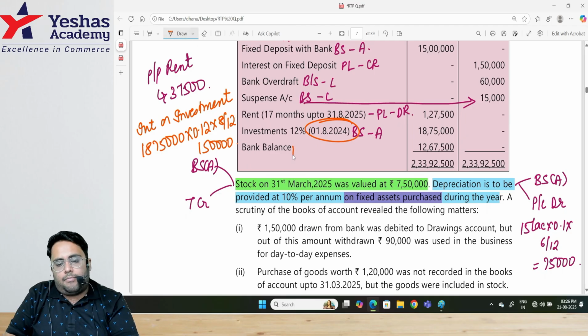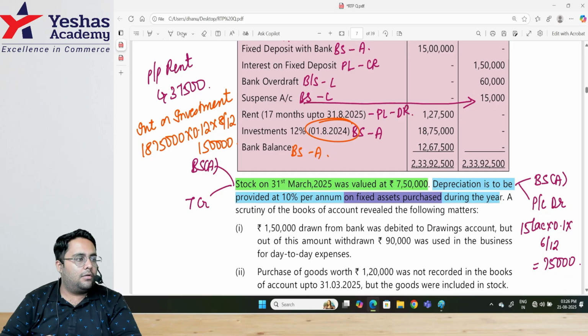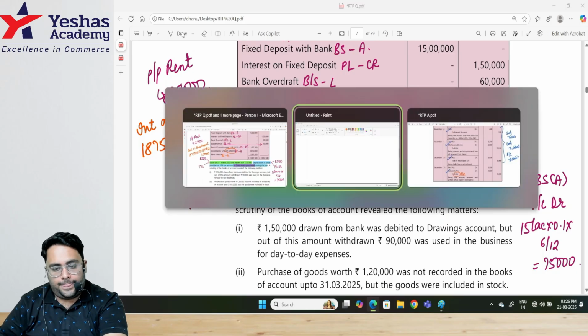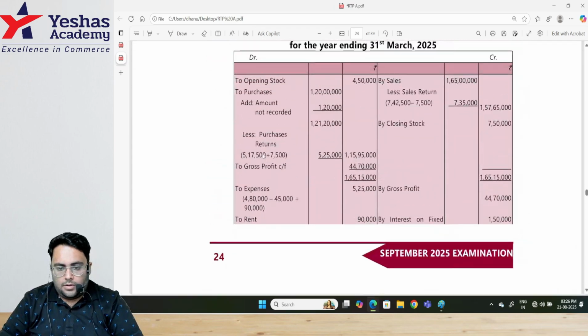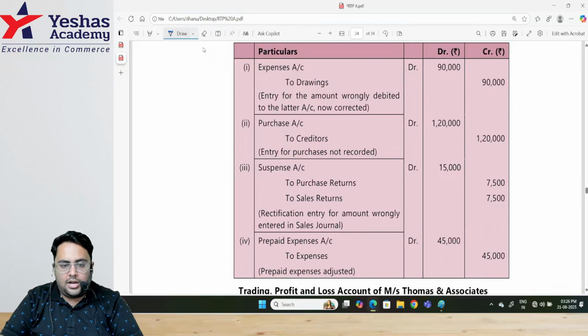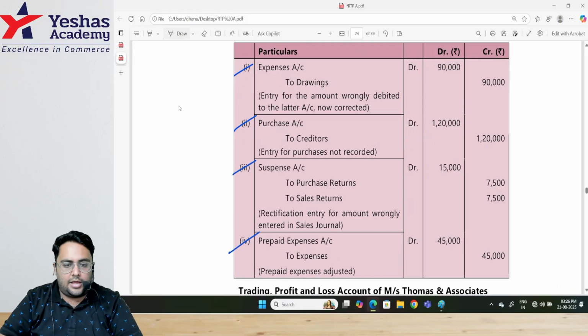Bank balance, balance sheet, asset side. Interest on investment, where will you show? P&L account credit and balance sheet asset side, outstanding income. Is that clear? Yes, sir. Let me just have a look at the solution once. So the same 4 entries which we gave for rectification, same 4 entries is there on the board.